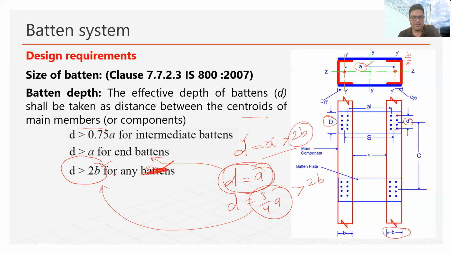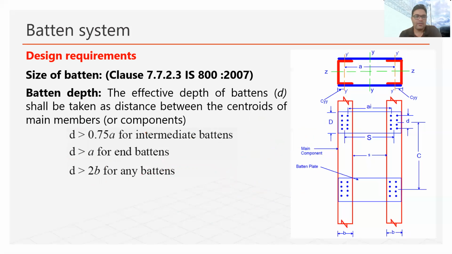So I'm again repeating it. It says the effective depth of batten should be more than 3/4 of A. So A is this one. And this condition will be applicable for intermediate battens. Well, at the same time, D should be more than or equal to A in case of end battens.